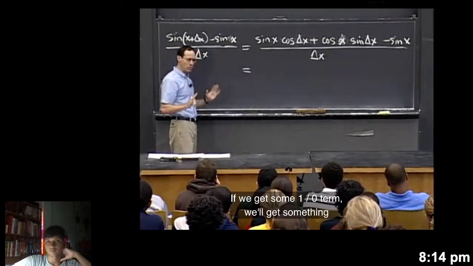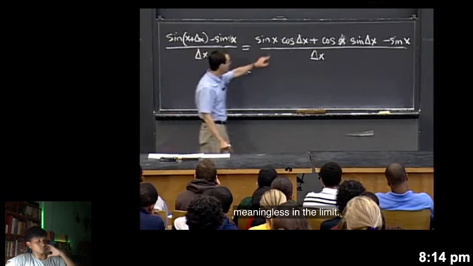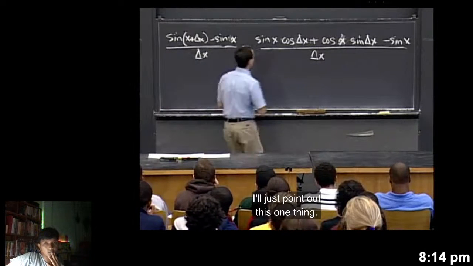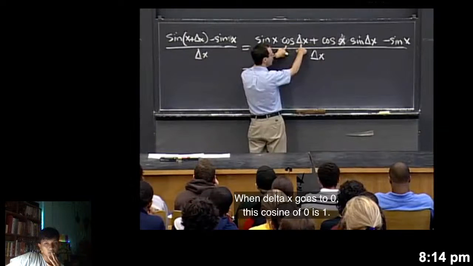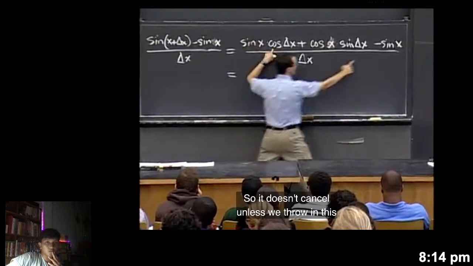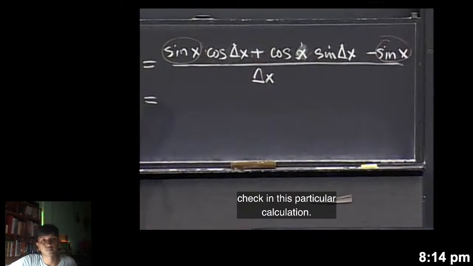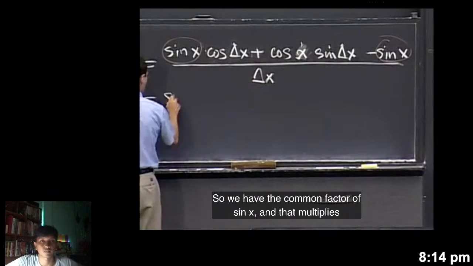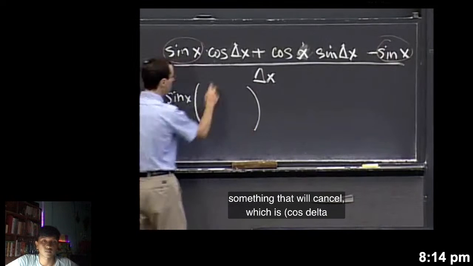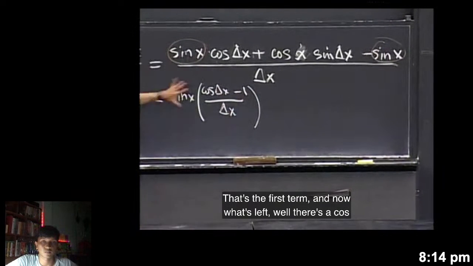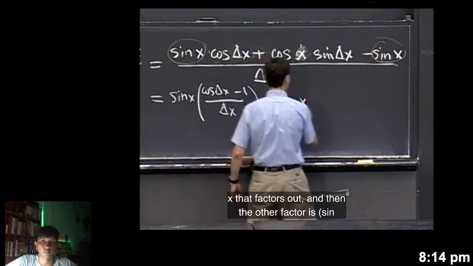So I claim that the right thing to do here is to notice, I'll just point out this one thing, that when delta x goes to 0, this cosine of 0 is 1. So it doesn't cancel unless we throw in this extra sine term here. So I'm going to use this common factor and combine those terms. So this is really the only thing that you're going to have to check in this particular calculation. So we have the common factor of sine x, and then that multiplies something that will cancel, which is cosine delta x minus 1 divided by delta x. So that's the first term. And now what's left? Well, there's a cosine x that factors out, and then the other factor is sine delta x over delta x.